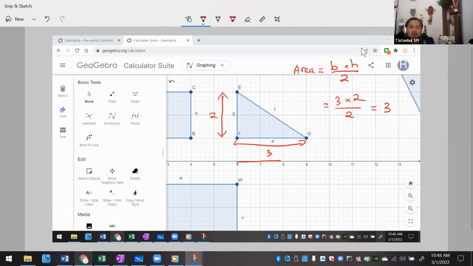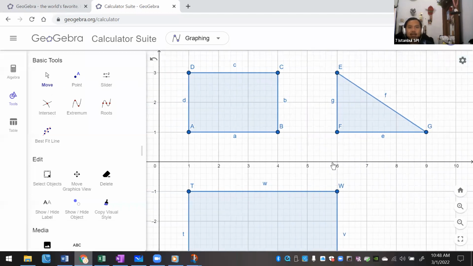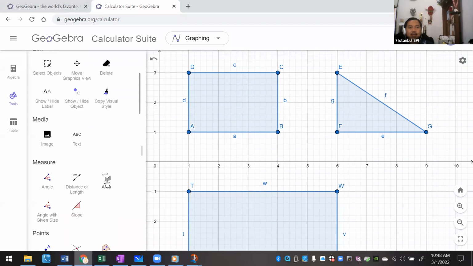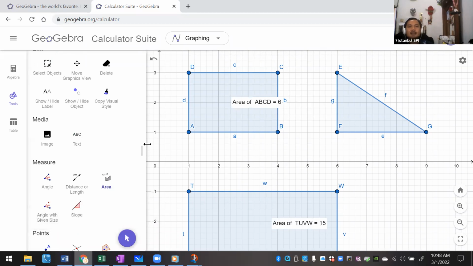Okay, so let's prove that it is actually correct. Actually guys, when you use this application, you can click and know the area. Jadi klik, ini tadi 6 ya. Nah, keluar 6. Yang tadi ini 15 kan? Nah, keluar 15. Yang ini benar nggak sih 3? Let's see. Iya, betul sekali ternyata 3, guys.